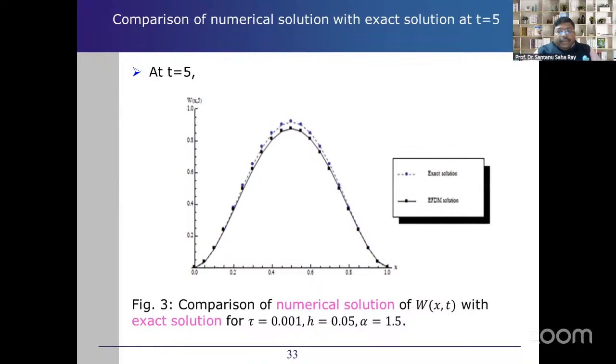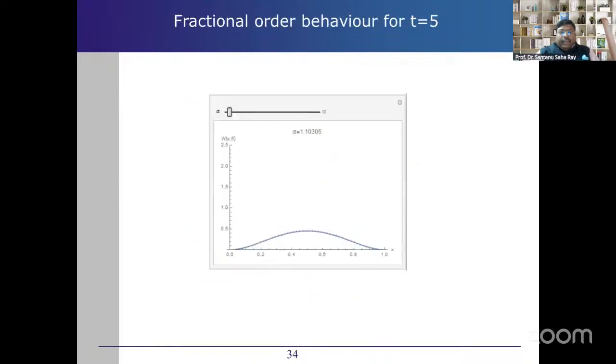And figure 3 represents, sorry, the comparison of the numerical solution obtained by the explicit finite difference scheme with the exact solution for time t equal to 5. And this animation figure shows the physical behavior of the solution for different fractional order alpha. So we can see that as alpha increases, the diffusion behavior increases.